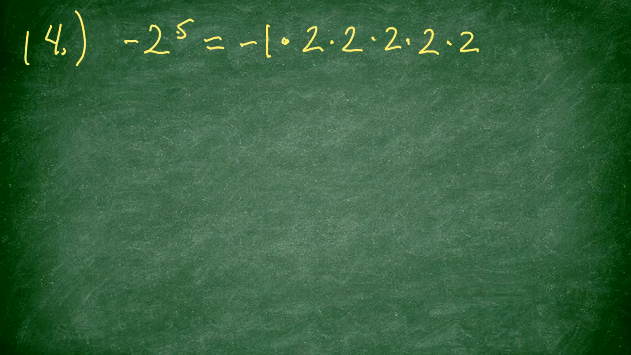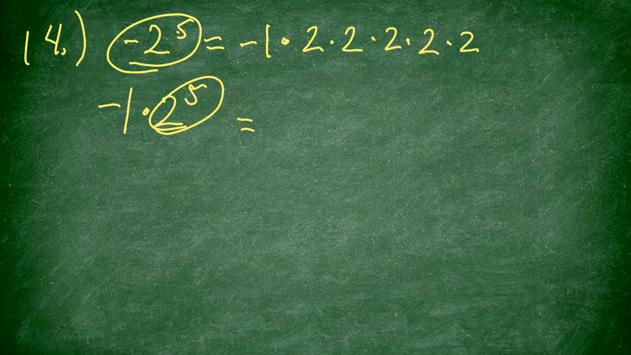Because exponent comes before multiplication, this actually means negative 1 times 2 to the 5th. You have to do the exponent first. So you get negative 1 times positive 32. Final answer is negative 32.